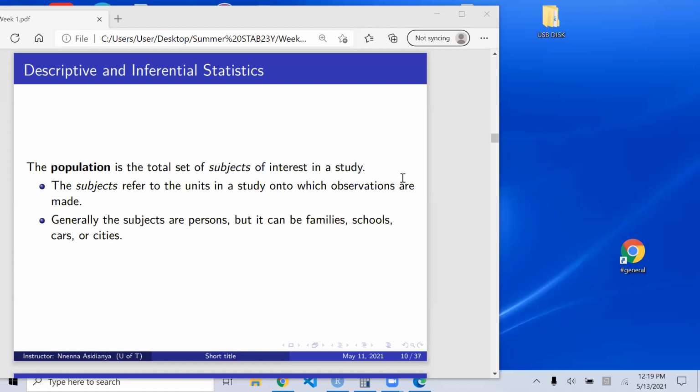Exactly. So H is saying, let's suppose you're interested in manufactured automobiles. Then in this case, your subject is one car, exactly. And the population would be the set of all cars you're looking at. So the subject is really only one member of the population, right? The set of all subjects constitutes your population.